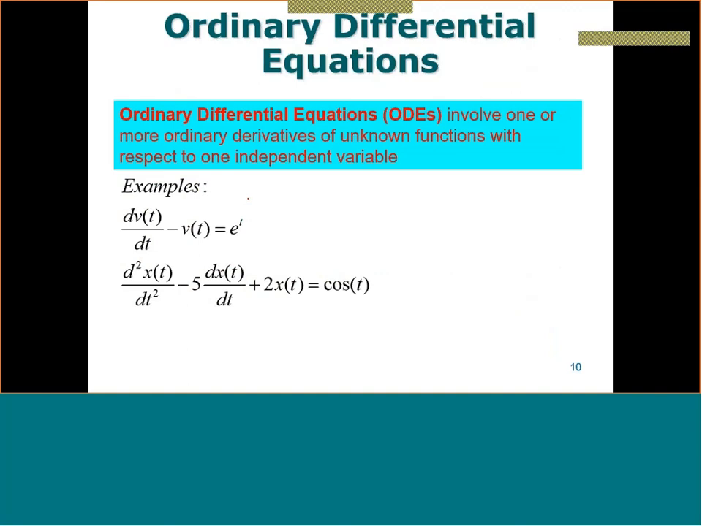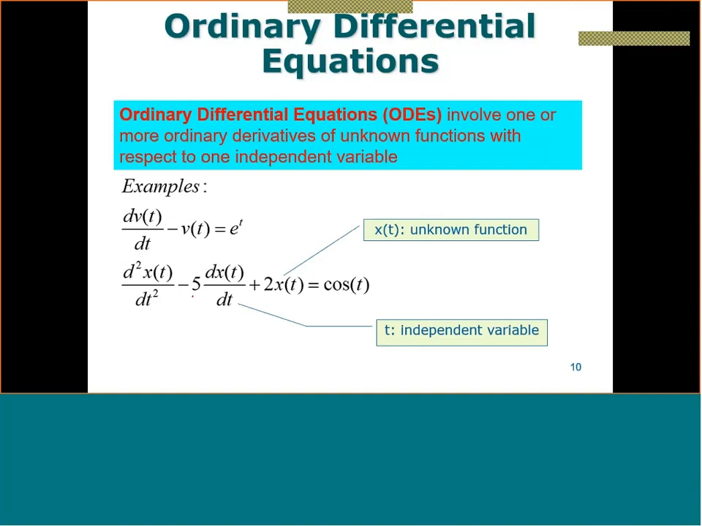Now, for the ordinary differential equations, for example, this equation dv by dt minus df by dt equals e of t. You could have one or more ordinary derivatives of unknown functions with respect to one independent variable. I'll just mention that this is a second equation as well. So here the unknown that you have is x of t, with the first derivative or second derivative. Your unknown, the one that you want to find, is x of t, and t is what we call the independent variable. This is the variable that you are taking the derivative with respect to.